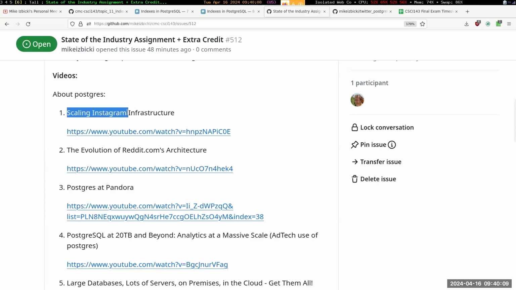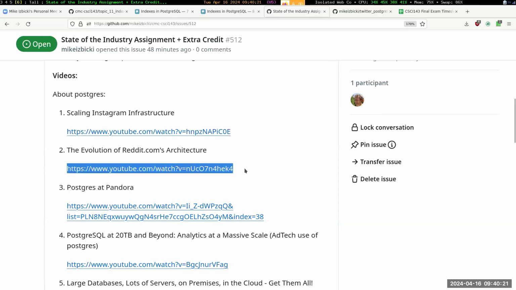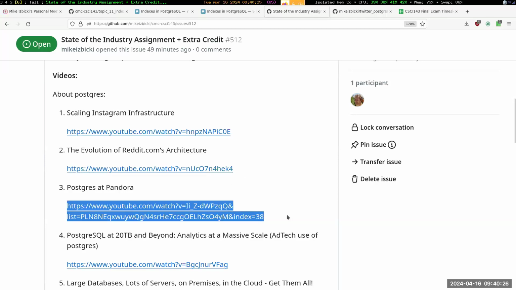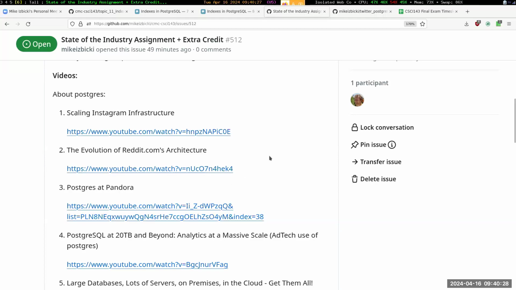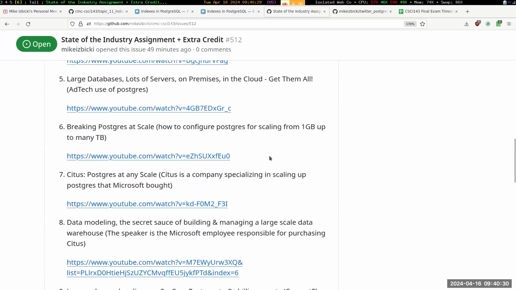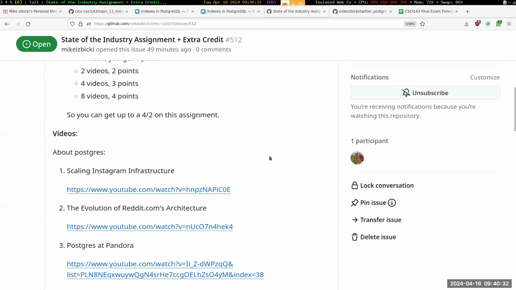So here's the senior chief technical officer at Instagram talking about how they use Postgres inside of the Instagram infrastructure. Reddit also uses Postgres in its backend. You can see some Reddit engineers talking about that. Pandora, if you use that service, they use Postgres. There's just a handful of videos here to watch. There's a lot listed here.